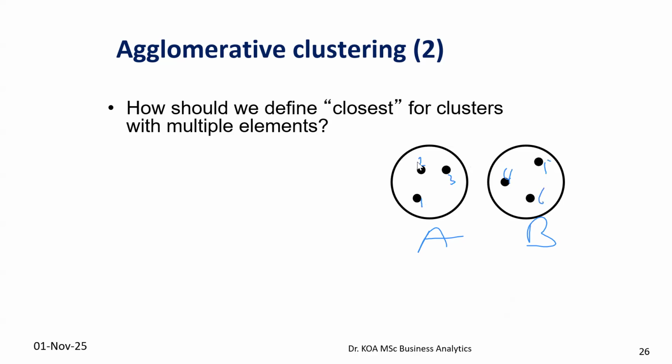If I want to combine, and I'm dealing with the closest here, how should I define the closest for the clusters with multiple elements here? Let's first look at the shortest distance, the closest pair. That is single link clustering. Which one will I combine? I've given you numbers so that you can just identify. Which one will I combine?